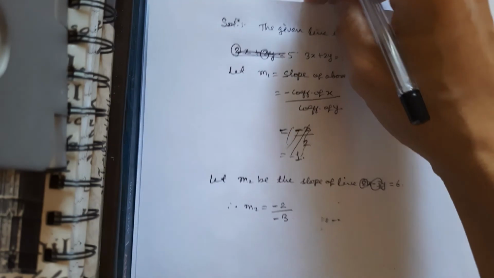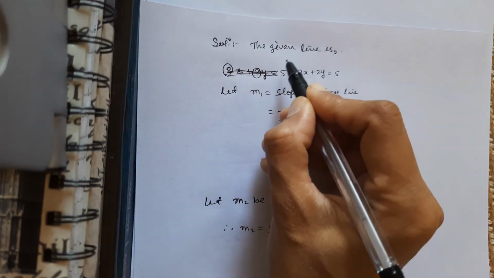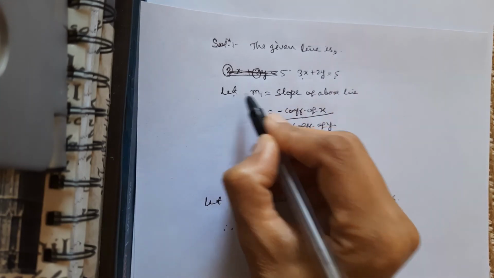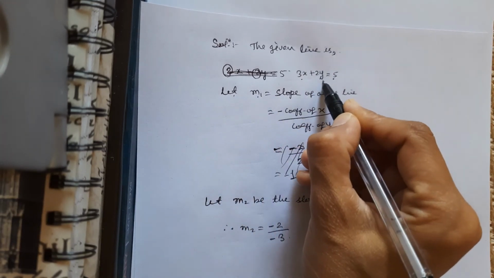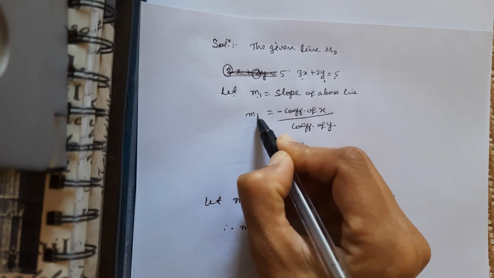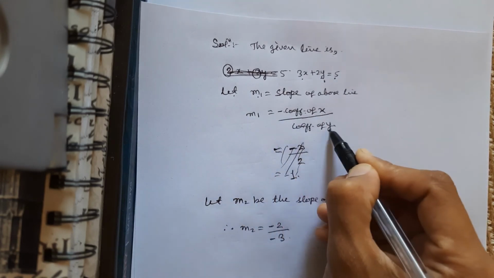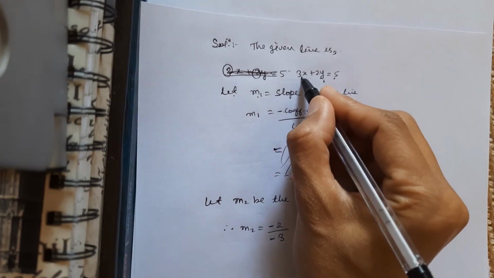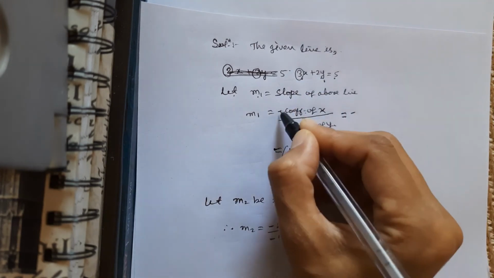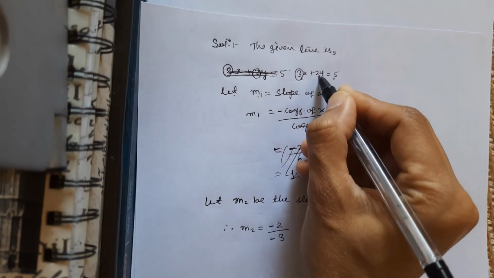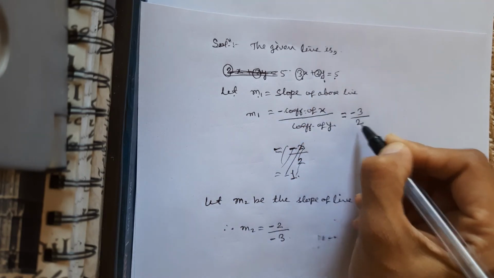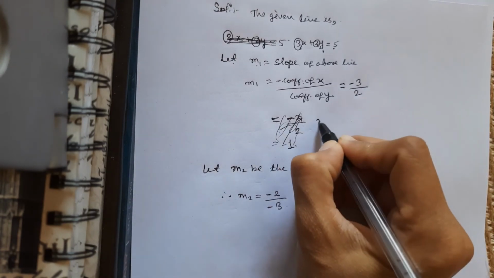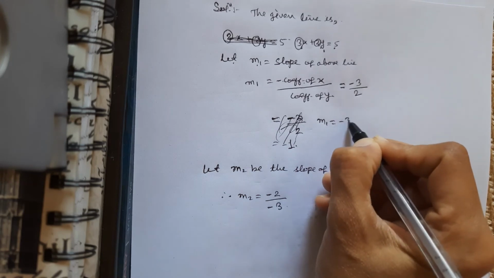So for the slope of the given line, I'll consider the first line to be 3x + 2y = 5. Now let m1 be the slope of this line. Then what will be the value of m1? m1 will be minus coefficient of x upon coefficient of y. So I'll substitute the values here. The coefficient of x is 3, minus is already here, 3 upon the coefficient of y, which is 2. So minus 3 by 2. My first slope, m1, is equal to -3/2.